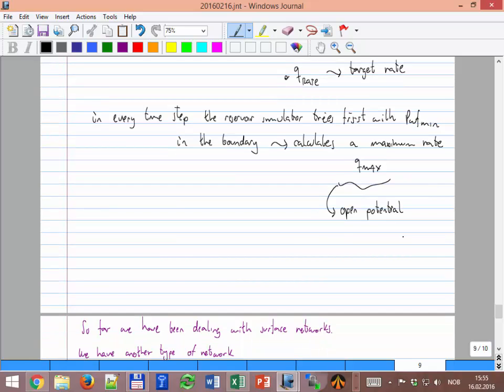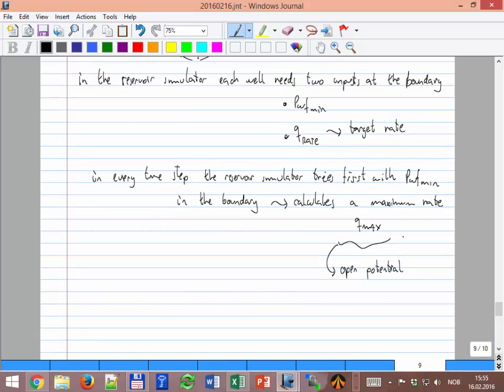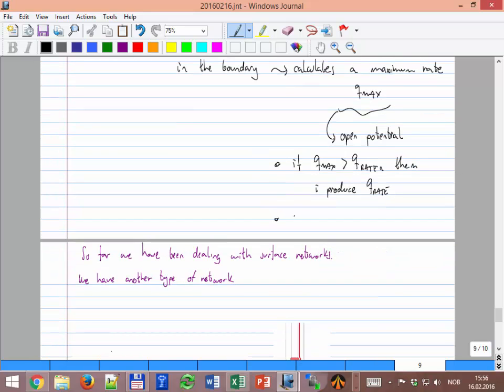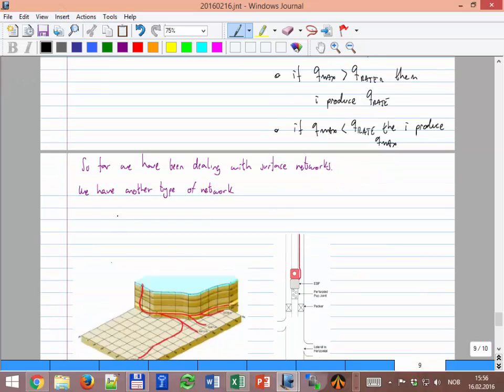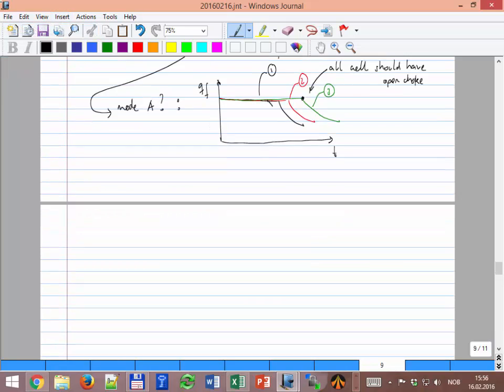And I told you, okay, the story is that if this Q max is greater than the Q rate that I'm giving, then I produce Q rate. But if Q max is actually less than the Q that I have specified, then I produce Q max, because I want to get all the time as much as possible from the reservoir.